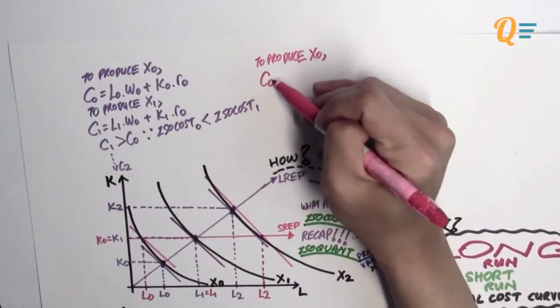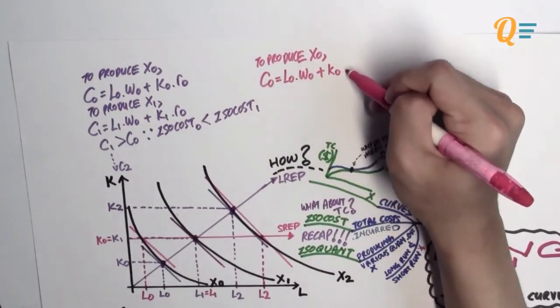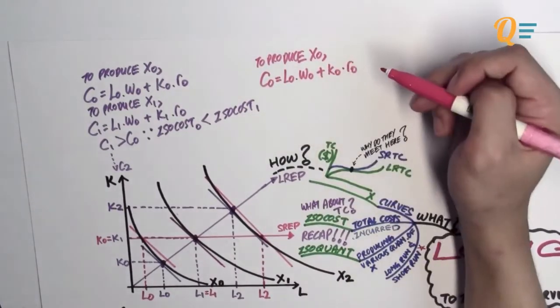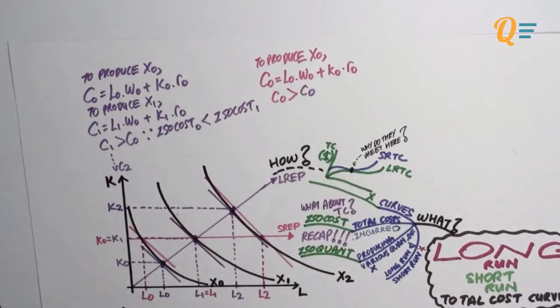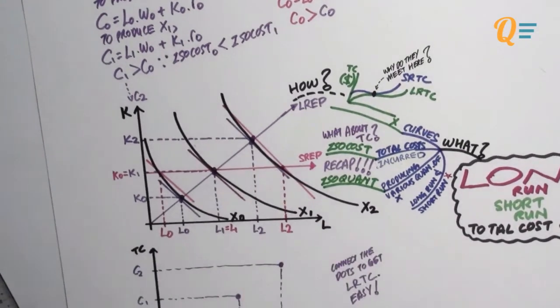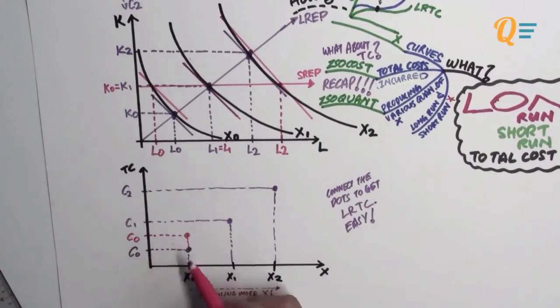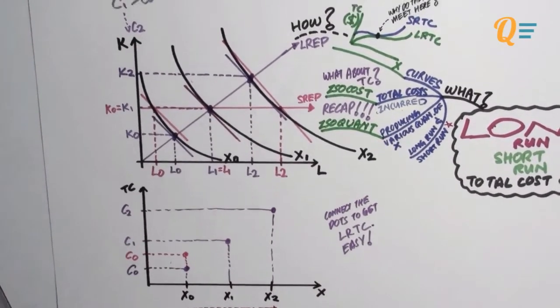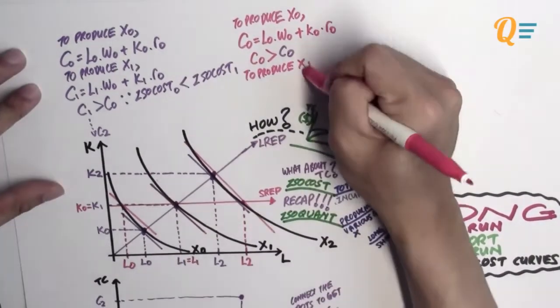So to produce x0 amount of x, the total cost is going to be L0 multiplied by W0 plus K0 multiplied by the interest rate. So obviously C0 is going to be bigger than the C0 in the long run because the red isocosts are all higher than the purple isocost. So going back to my total cost curve, I know that C0 red is going to be higher than C0 purple.